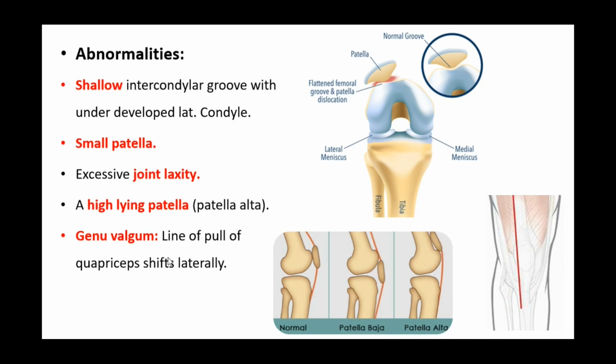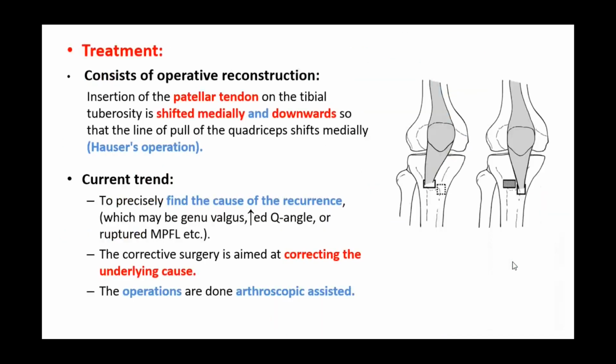The other abnormality is genu valgum. In genu valgum, the line of pull of the quadriceps shifts laterally. So it will pull the patella laterally whenever there is a contraction of the quadriceps. This will also result in recurrent dislocation of patella.